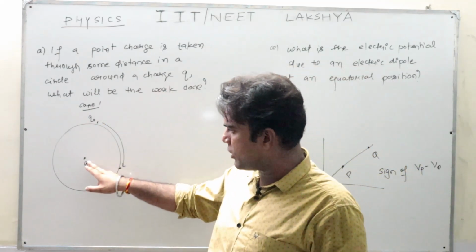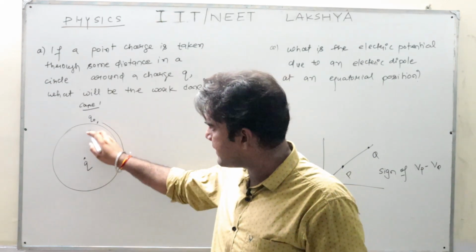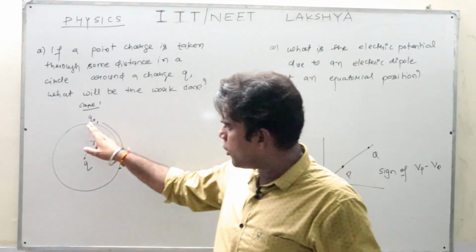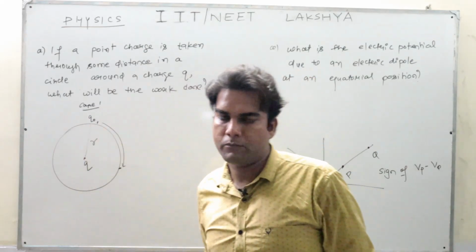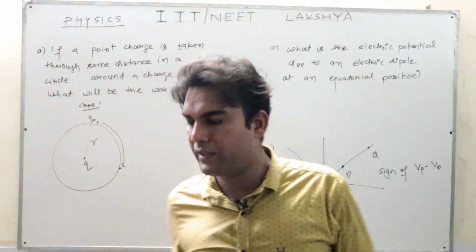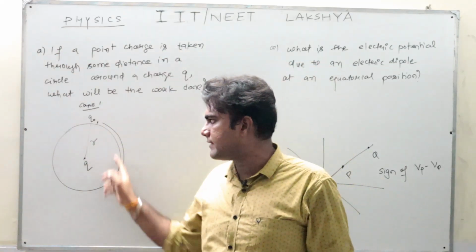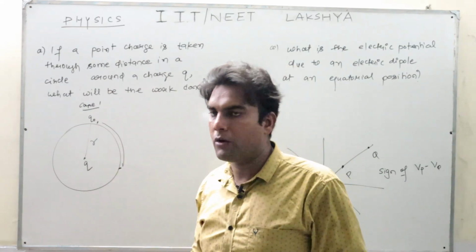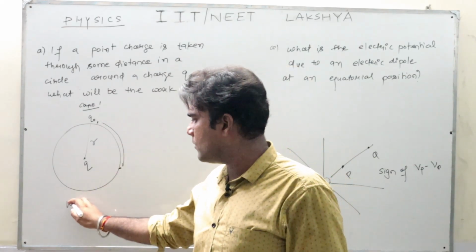Now, because of this charge q, if it is at the center, then this radius will be R. So at all the points, potential will be the same. So the sphere would behave like an equipotential surface. And if it is an equipotential surface, then if you bring any charge from one point to another point, the work done will be how much? 0. So in this case, work done will be 0.